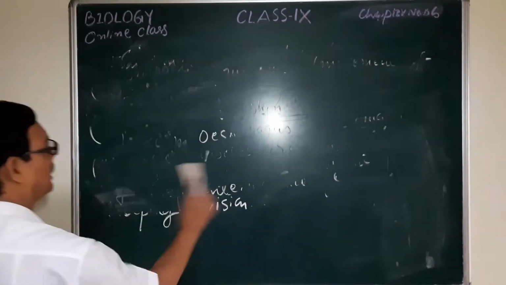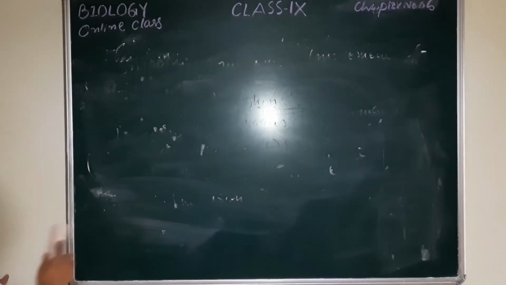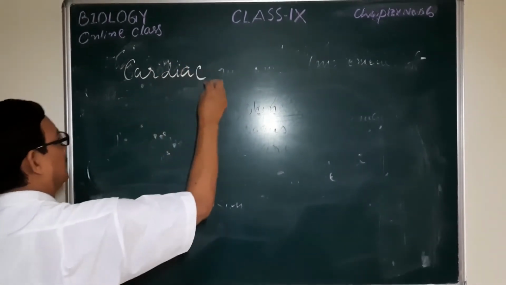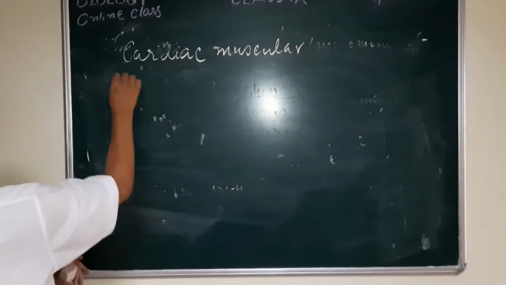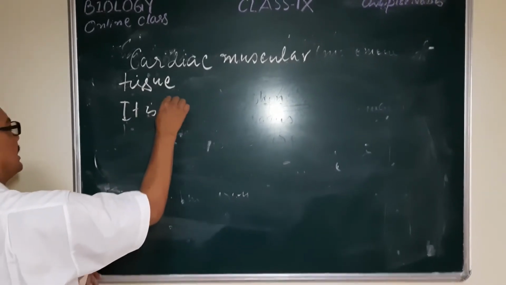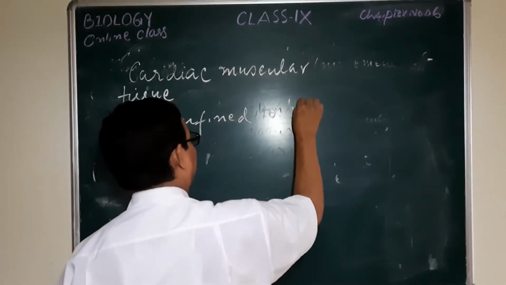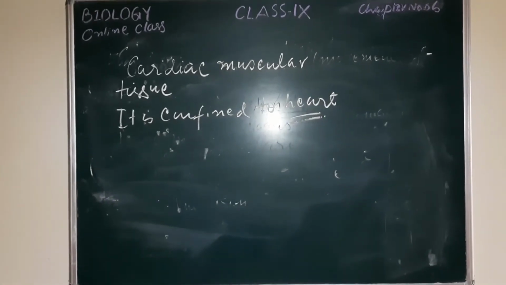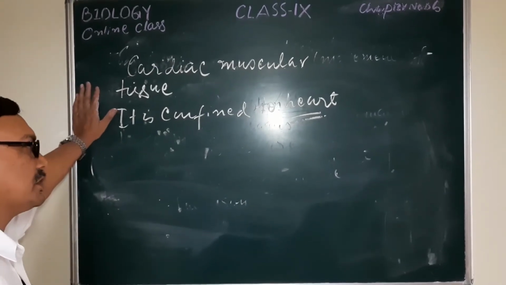Now the third type of the muscular tissue, that is the cardiac muscular tissue. It is confined to the heart. That means the heart is made of the cardiac muscular tissue.